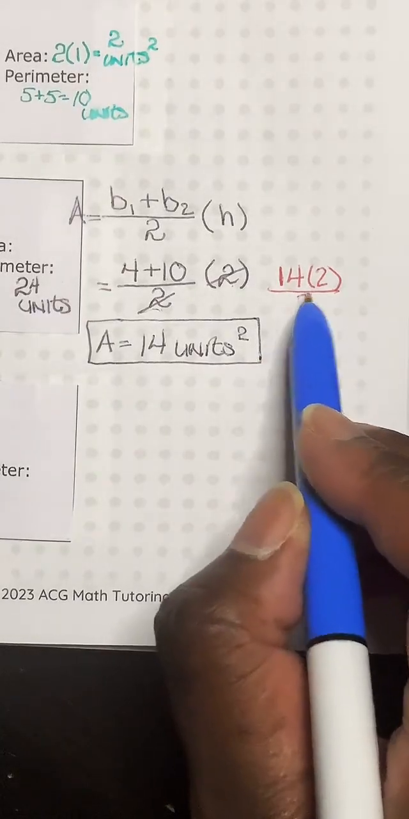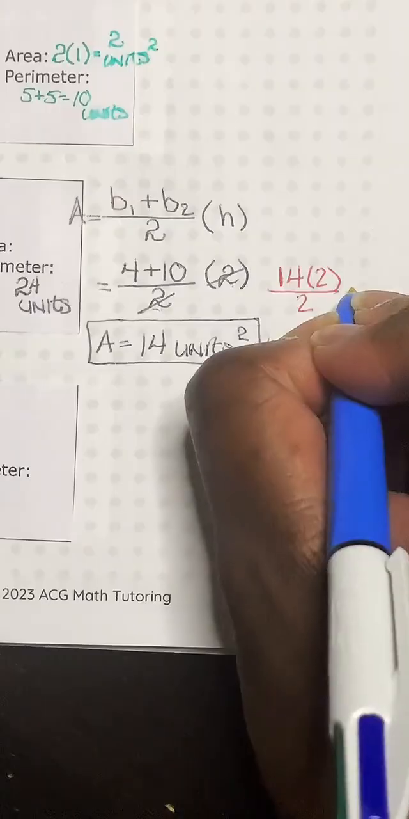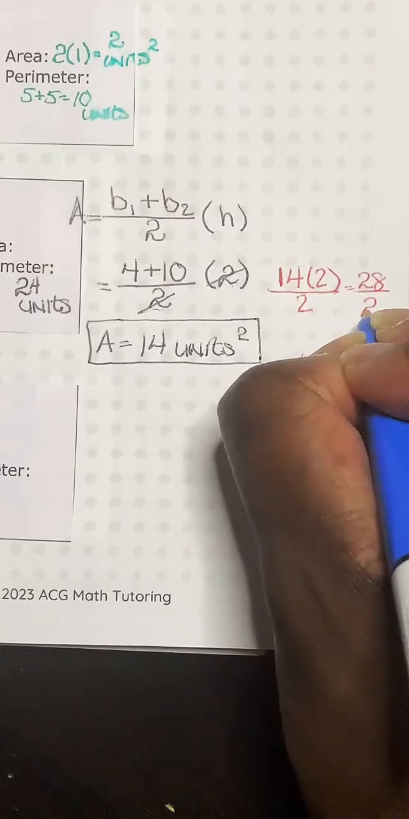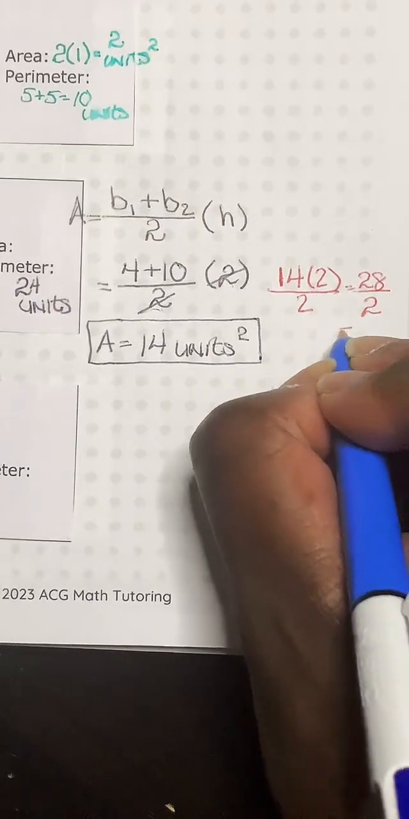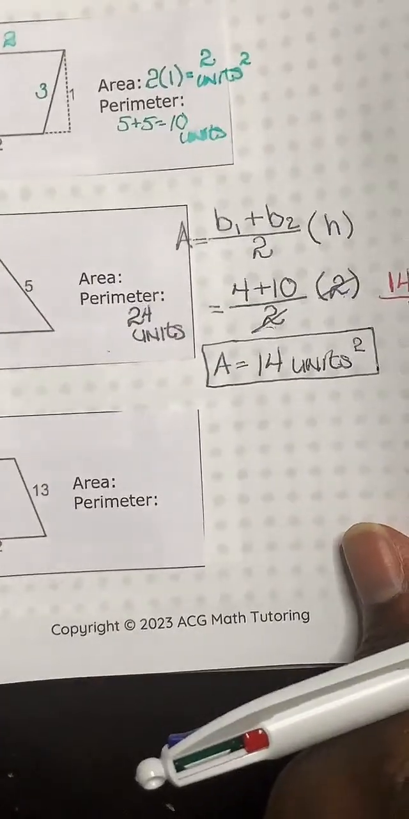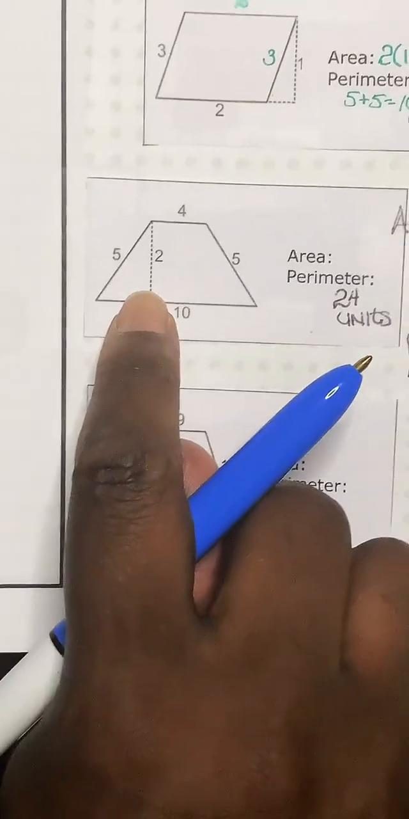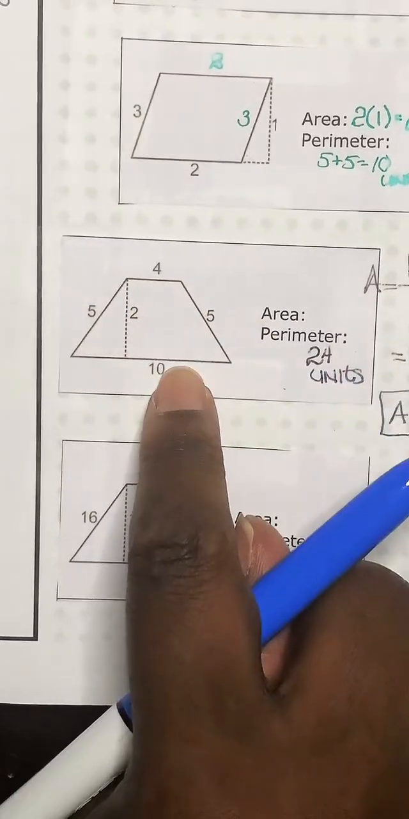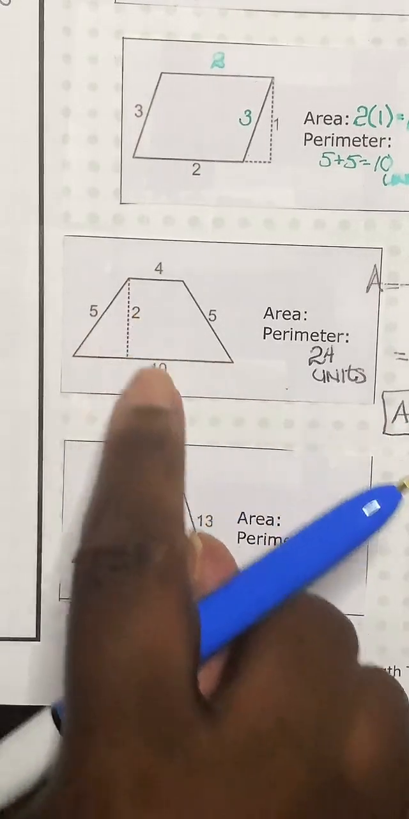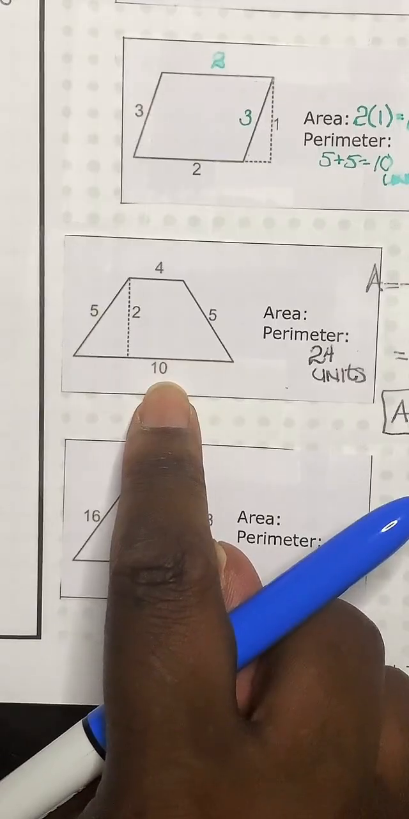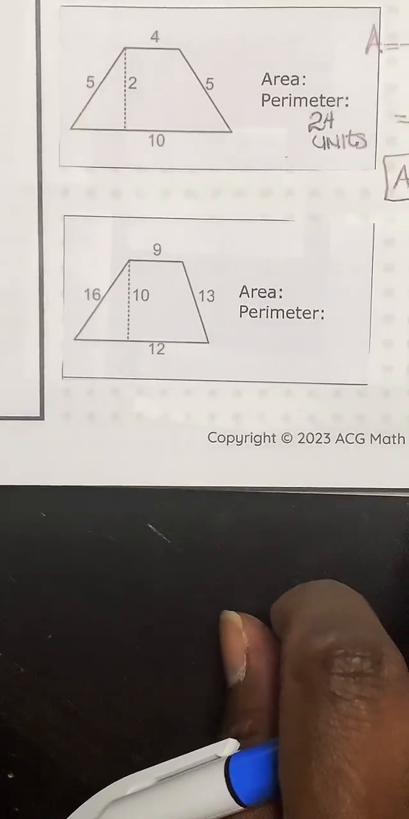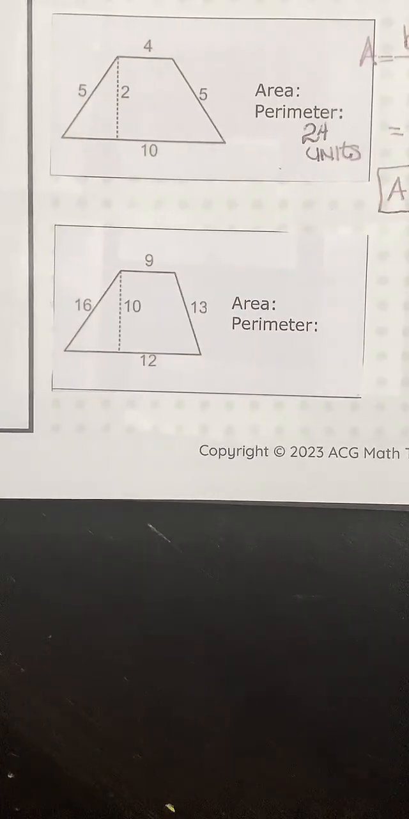If I wanted to, I could do 14 times 2, which gives me 28. But then I had to divide that 28 by 2, which got me right back to my 14. When you're doing a trapezoid, the formula is you add the bases, divide by 2, and multiply by the height. If you're just doing 2 and 10, that means you're looking at it as a parallelogram. This is not a parallelogram. Slight but important differences.